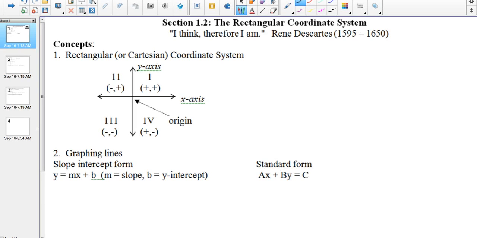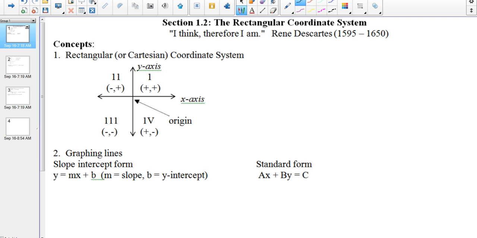September 16th, section 1.2, talking about the rectangular Cartesian system. Basically looking at the X and Y coordinate system. Descartes is the one that developed this system, and his name is shown in the title as well. It can be the Cartesian system, rectangular or Cartesian system.